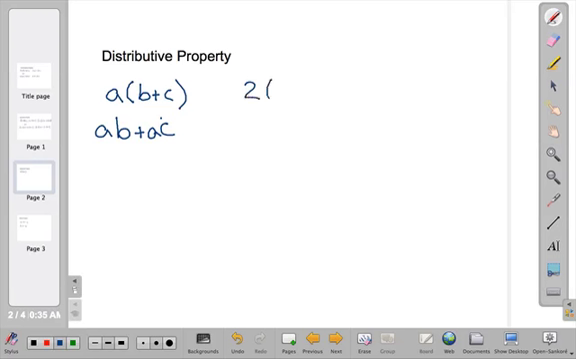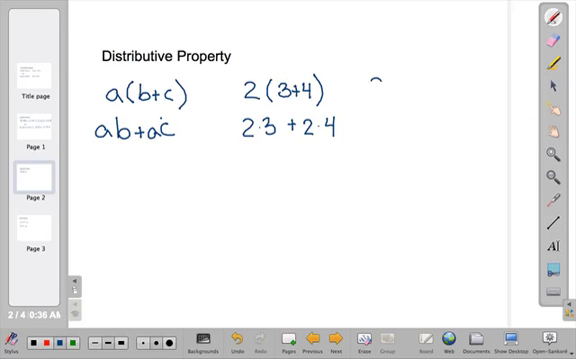Let me put some numbers in. So if I have 2 times 3 plus 4, you could either add these two numbers together first, which is what the order of operations says to do, and then multiply by 2, or we can apply the distributive property. 2 times 3 plus, because there's a plus sign right there, 2 times 4. Now, you're probably wondering, well, why would we ever need the distributive property? Because you can actually add 3 plus 4 in the first place.